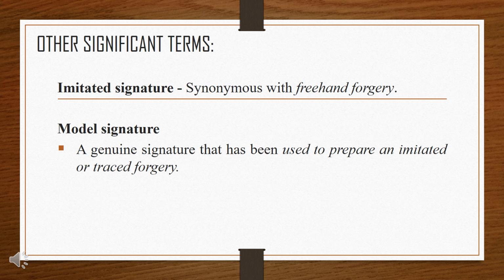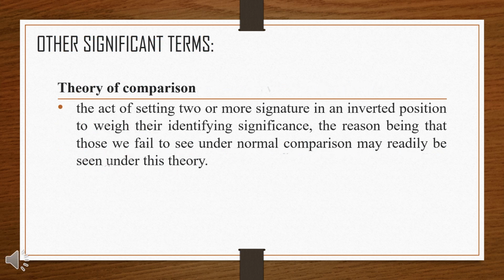Imitated signature, synonymous with freehand forgery. Model signature: a genuine signature that has been used to prepare an imitated or traced forgery. Theory of comparison: the act of setting two or more signatures in an inverted position to weigh their identifying significance, the reason being that what we fail to see under normal comparison may readily be seen under this theory.